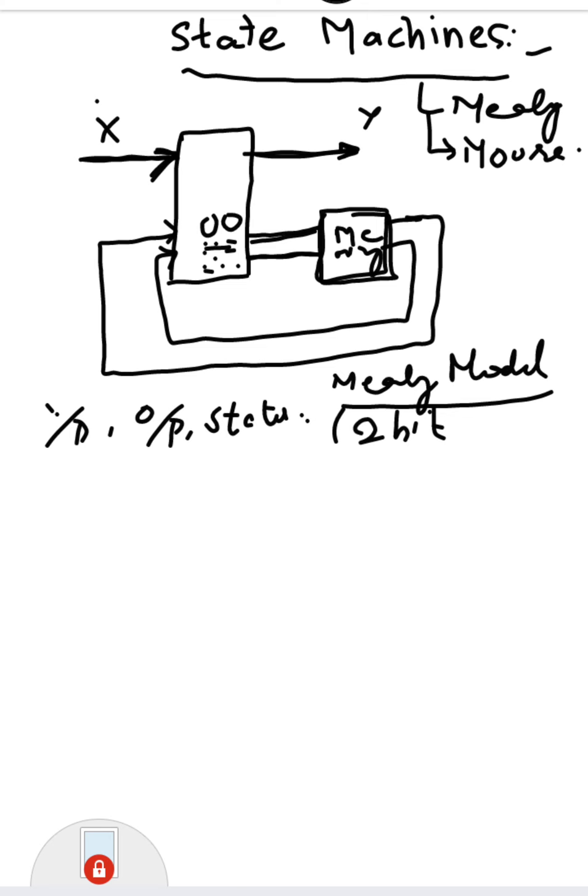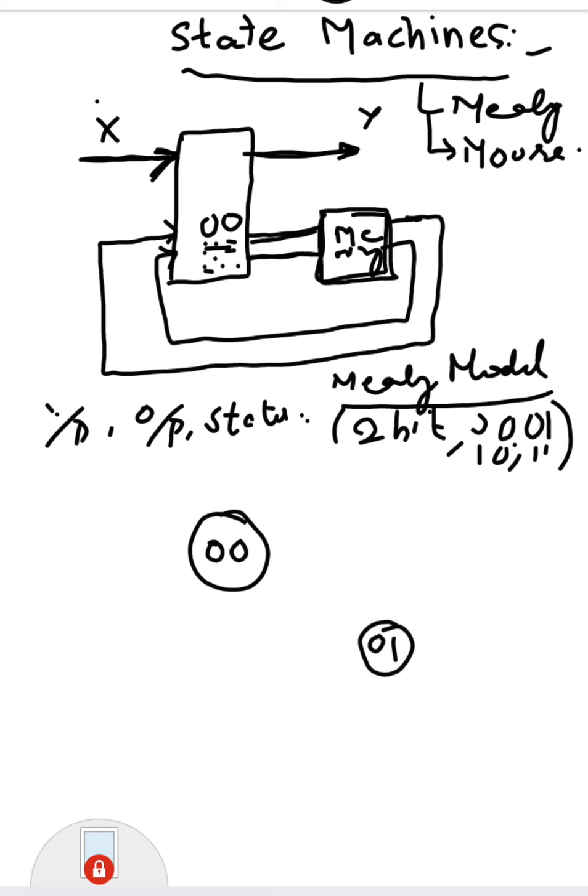Since it's a 2-bit system, we know that there will be 4 states: 00, 01, 10 and 11. So first I will be drawing the states 00, 01, 10 and 11. I assume that this is one particular example question. It's a random example. Depending on the question, you have to find out what the states and other things are. So these are the states.